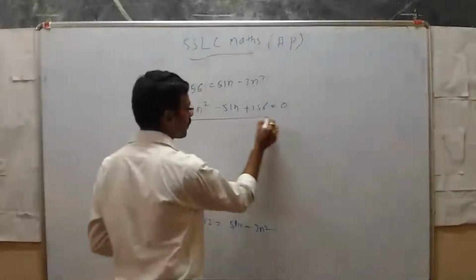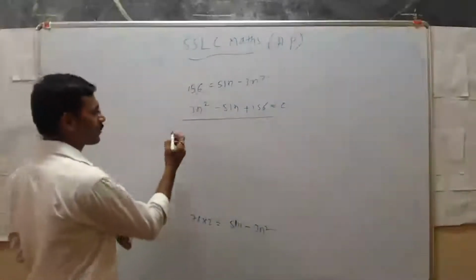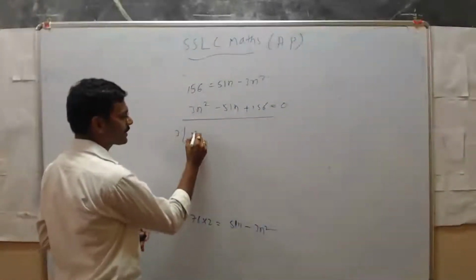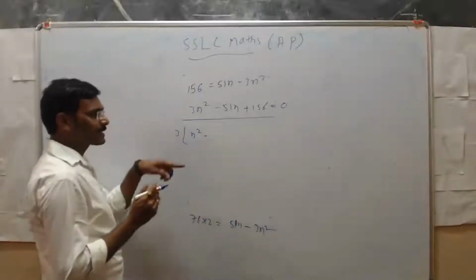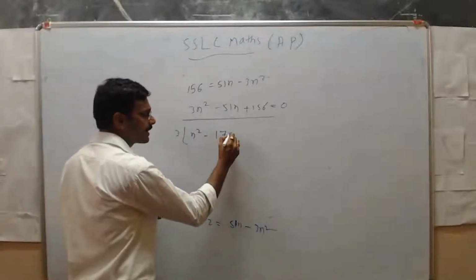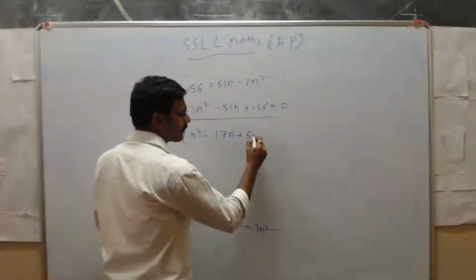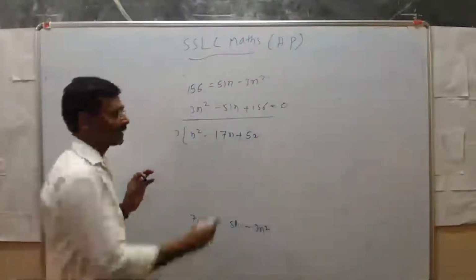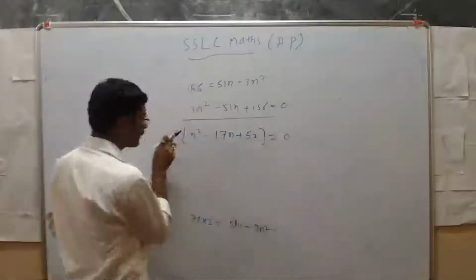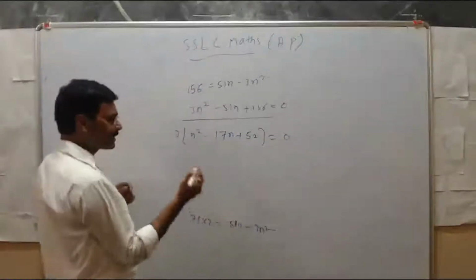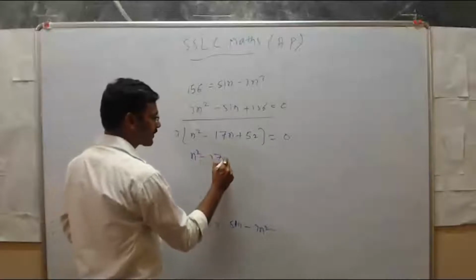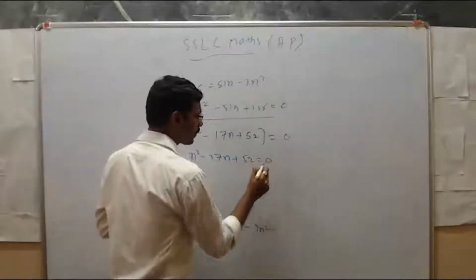Then which one is common here? 3 is common. If 3 is taken common, we get n square minus 17n plus 52 is equal to 0. Then 3 will divide 0, and 0 by 3 is 0. Therefore n square minus 17n plus 52 is equal to 0.